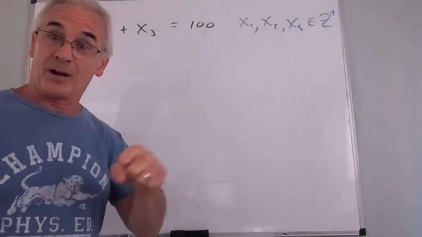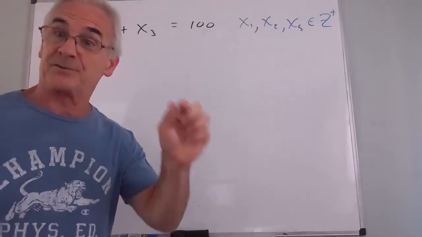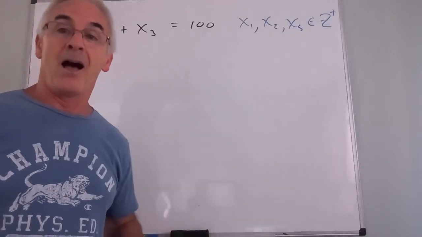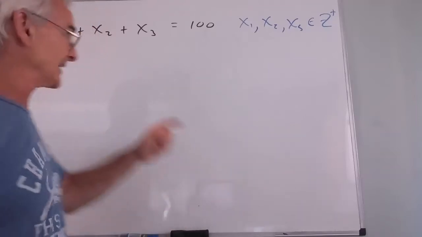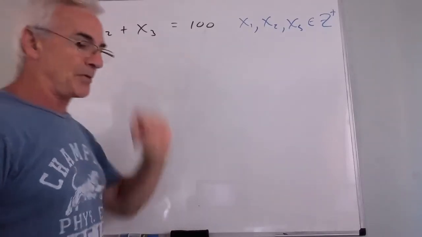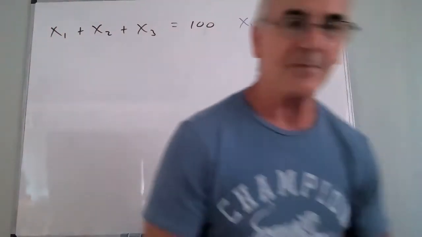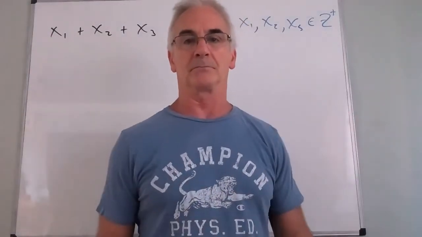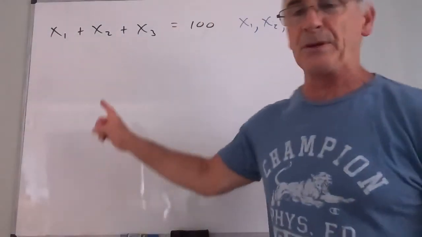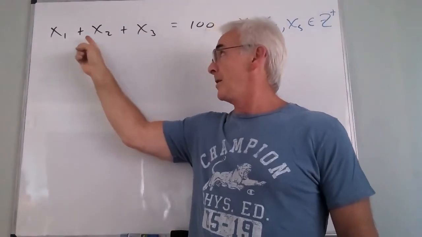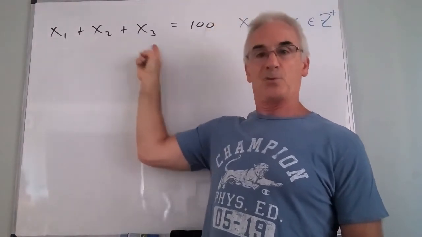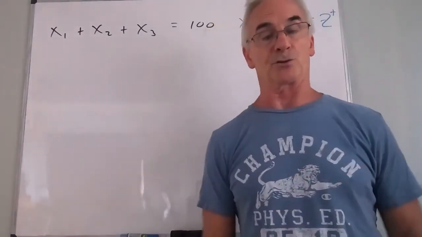Do you agree? For x2, my choices are 1 to 100. x3, my choices are 1 to 100. That's definitely finite. Now, it's not 100 times 100 times 100 because I can't use all 100. So think of it like this. I've got 100 ping pong balls, and I have 3 slots to put the ping pong balls. So maybe I put 30 in this slot, I put 50 in this slot, and then I put 20 in this slot. That would be a solution.